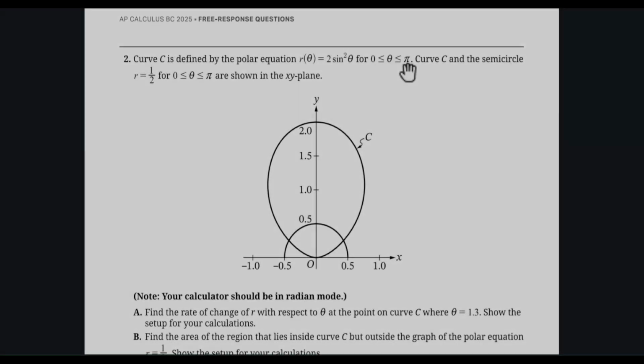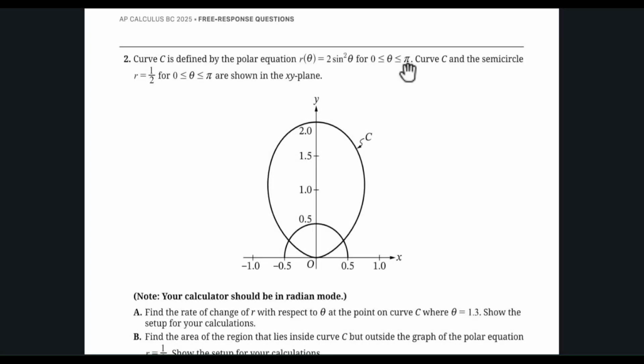Right, FRQ 2 of Calc BC 2025, arguably one of the challenging questions. Let's read this out. Curve C is a curve that has a polar equation, with theta between 0 and pi, and there is another semicircle that has an equation of r equal to 1/2, also between 0 and pi. This is a calc active question, so we have to find the rate of change of r with respect to theta, that is dr over d theta, on the curve C at this point, and show your setup.